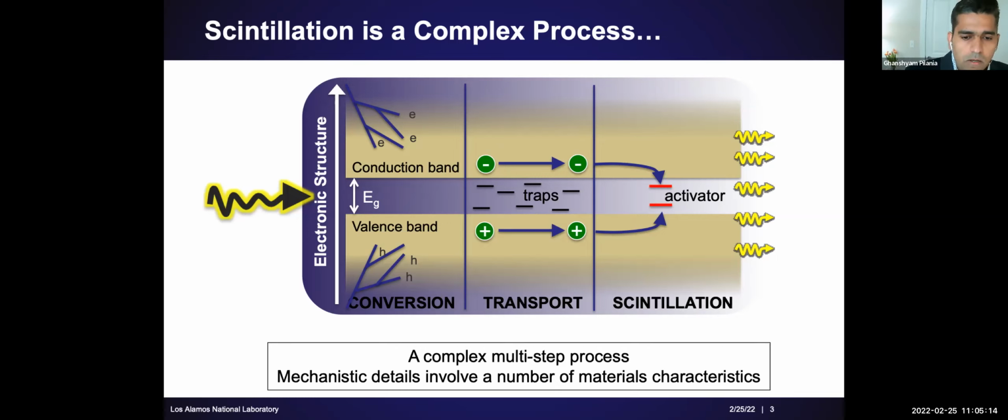So as you can see, it's a multi-step complex process. It involves aspects of thermodynamics, kinetics, charge transport, defects, dielectric screening. And so a first principles based treatment of all the complexity at all required time and length scales is formidable today, even with the most powerful computers that we have.